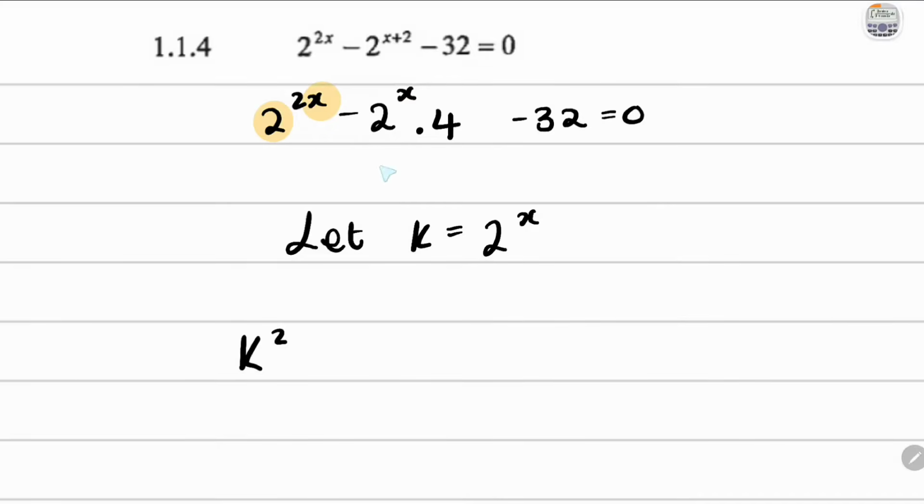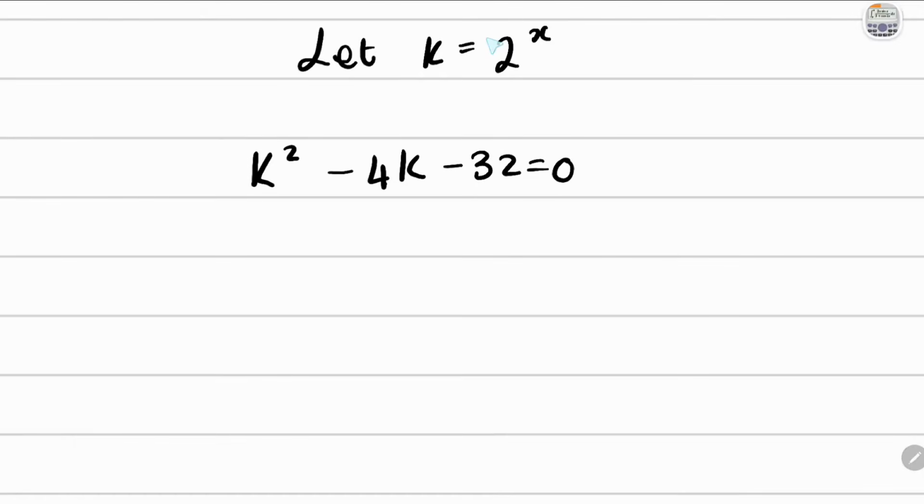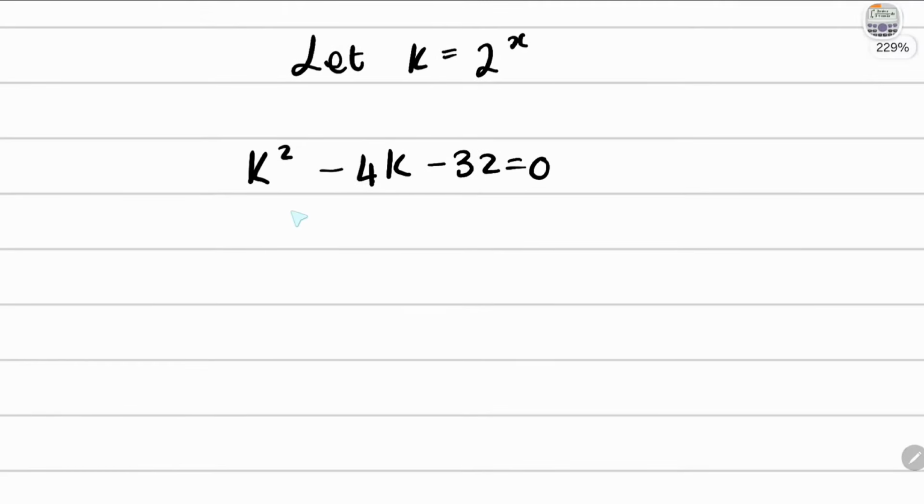And then you have minus 2 to the power of x, and you know that is k. So that's really minus k multiplied by 4, which is minus 4k. That's what we have there. And then minus 32 is equal to 0. So we have a trinomial now. Okay, let's go ahead and factorize this.